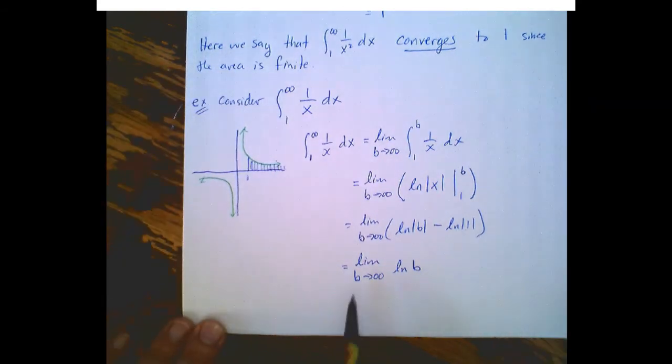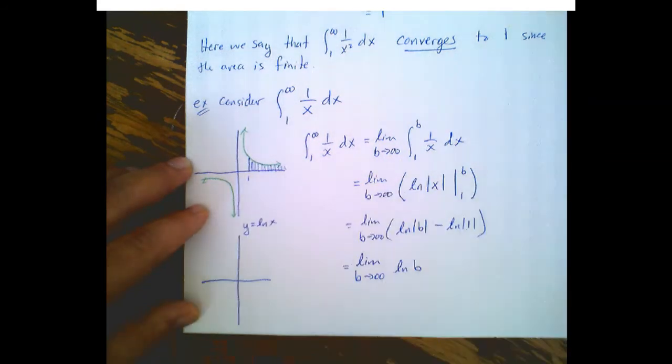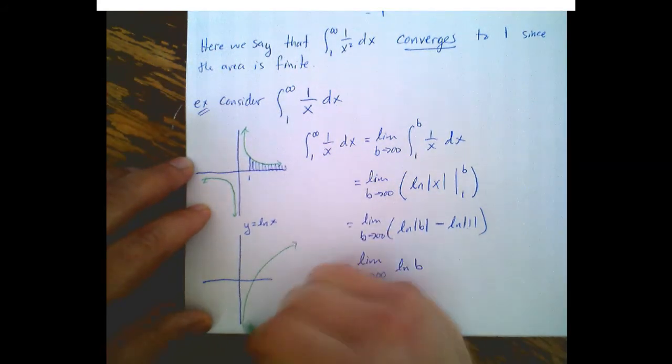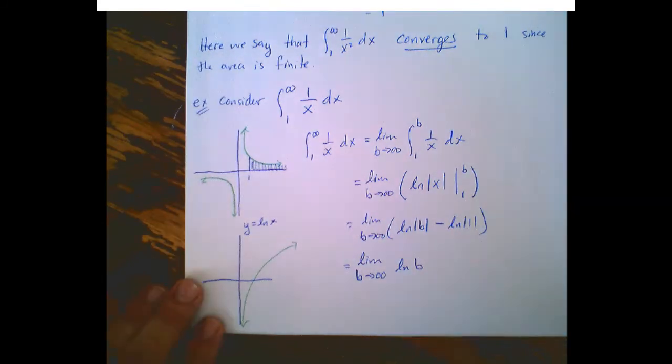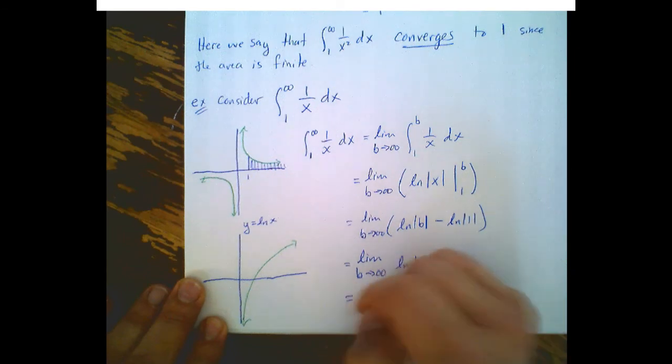Okay. So now let's think. What is this limit? If we put in infinity, what's happening with the natural log function as x gets very, very large? Well, if you consider the graph of the natural log, that looks like this. All right. So graphically, one can see that the natural log function, as x gets large, just continues to increase. So this limit is infinity.